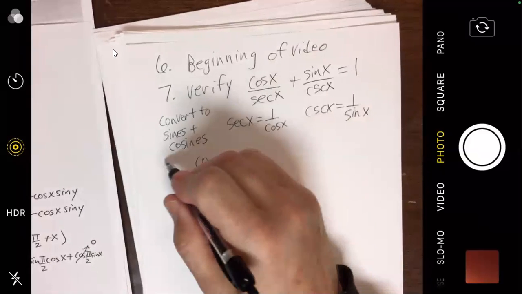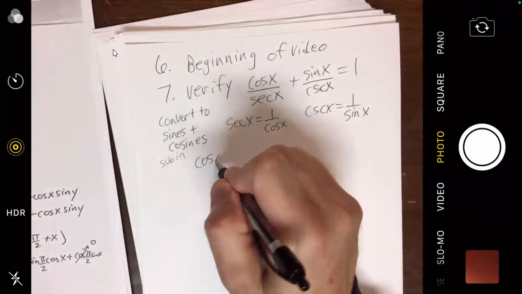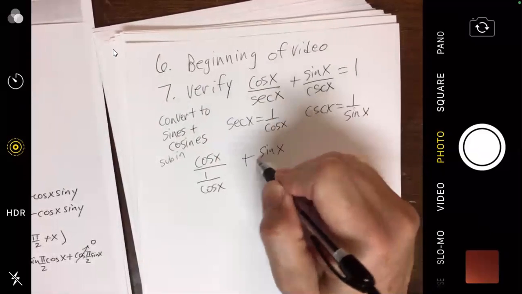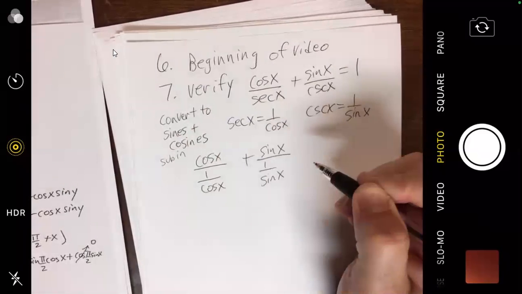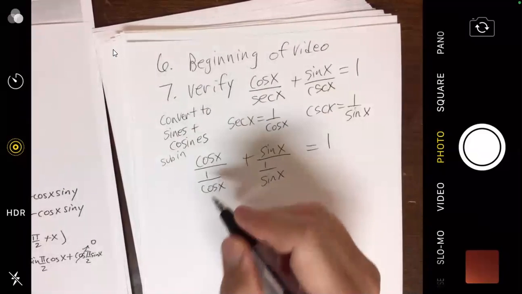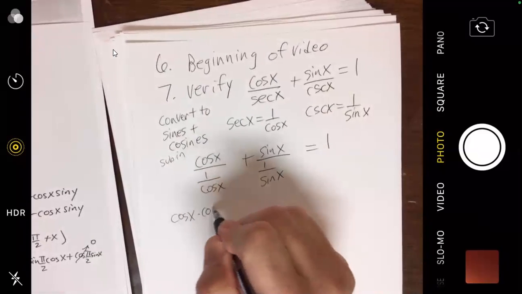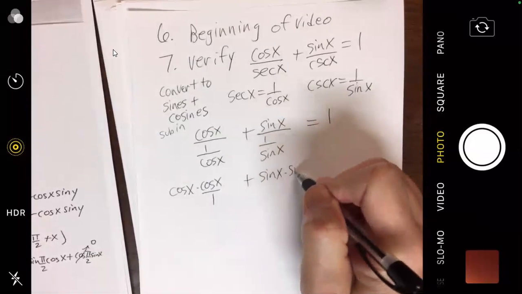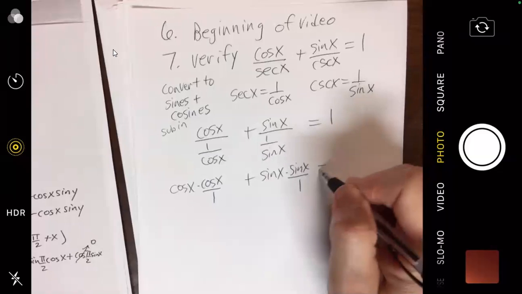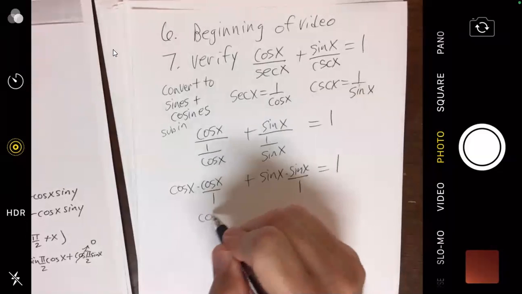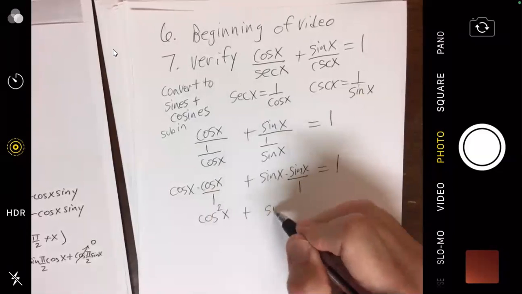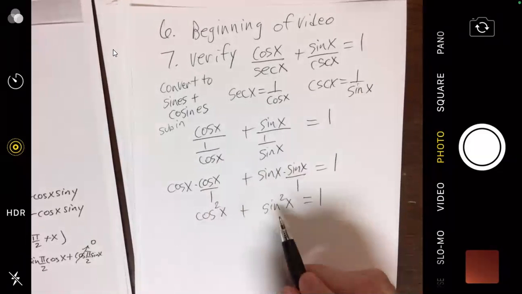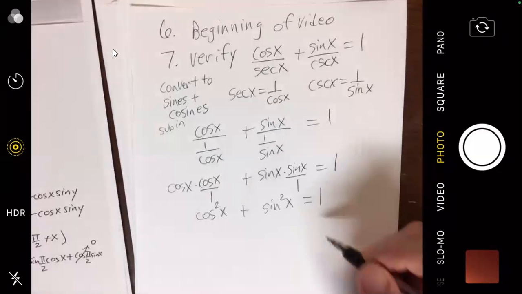So I get cosine of x over 1 over cosine of x, plus sine of x over 1 over sine of x. Divide these out, you get cosine x times cosine x over 1 plus sine x times sine x over 1. And sure enough, cosine squared of x plus sine squared of x comes up 1. Most of the time we write that with sine squared first, but hopefully that doesn't bother you that it switched.